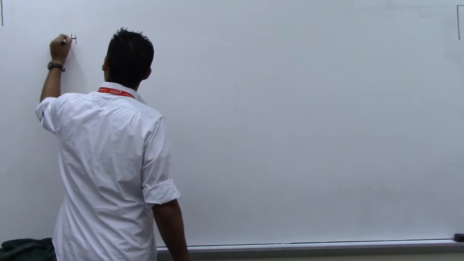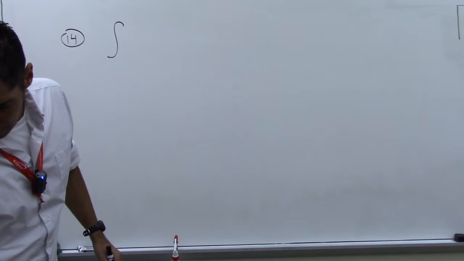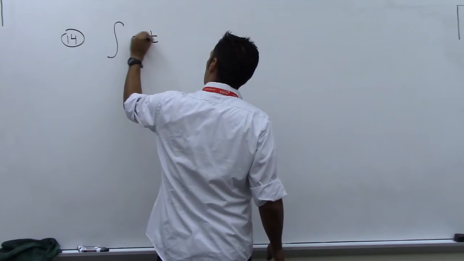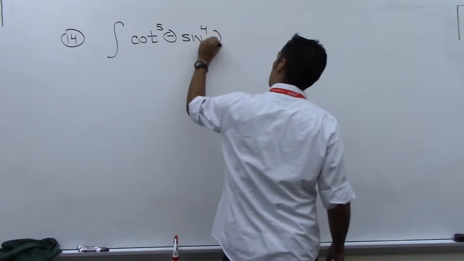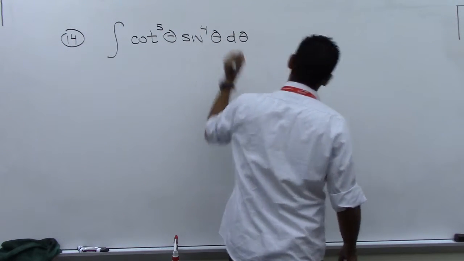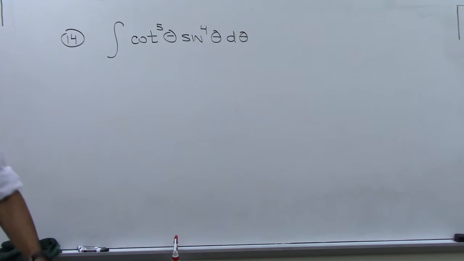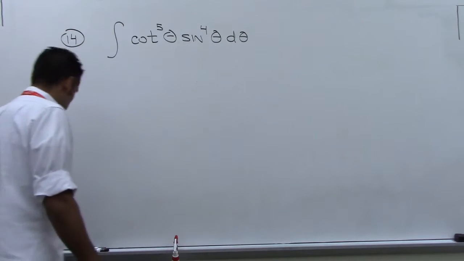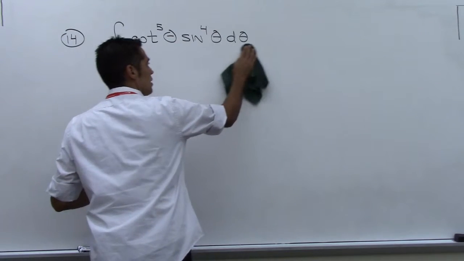14, integral, let's see, cotangent to the fifth theta, sine to the fourth theta, d theta. All right, so again on this one, it's kind of like the previous problem that we did. We don't have sine and cosine explicitly here.